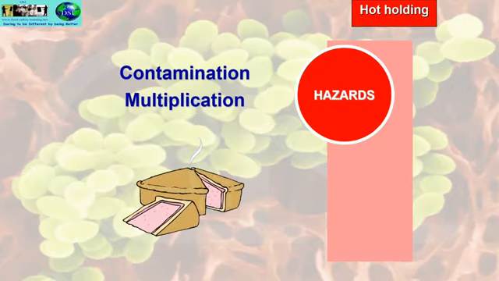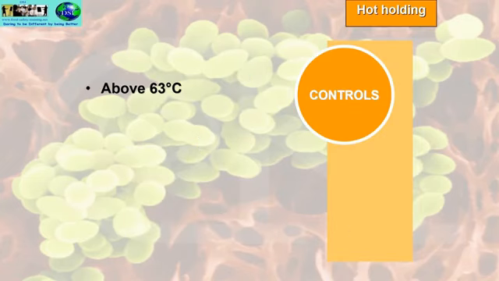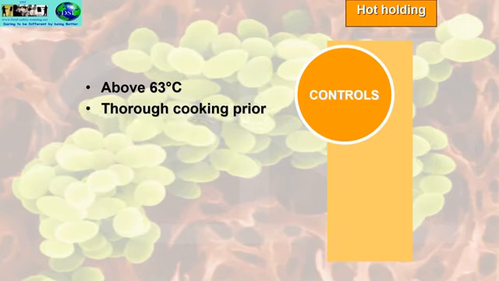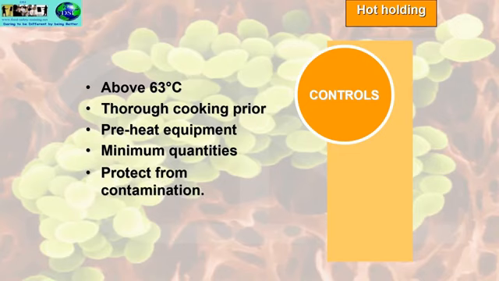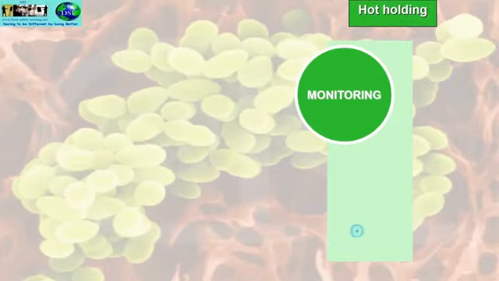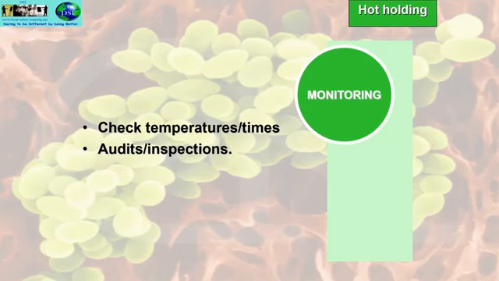Hot holding, we can get contamination and multiplication. So the controls, the food must be held above 63 degrees C. That is a legal temperature. There must be thorough cooking prior to holding it at that temperature. You need to preheat equipment, use minimum quantities, and protect from contamination. Monitoring, check temperatures and times, and, you guessed it, audits and inspections.